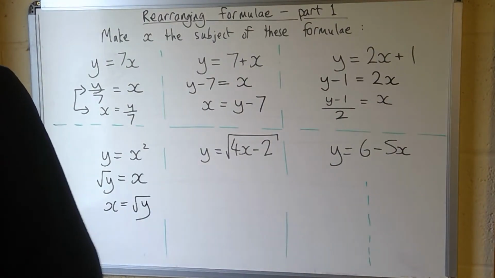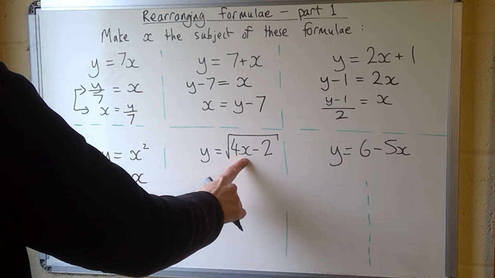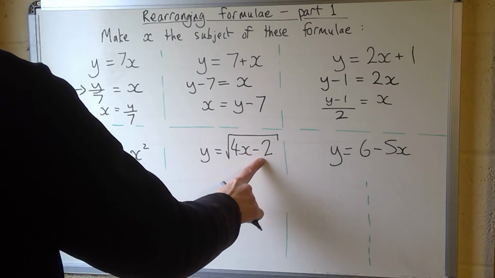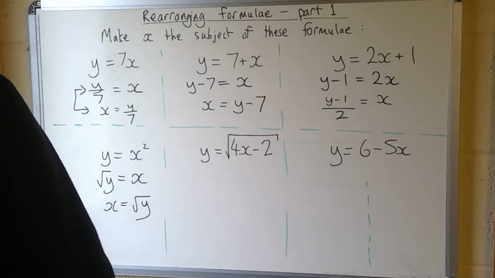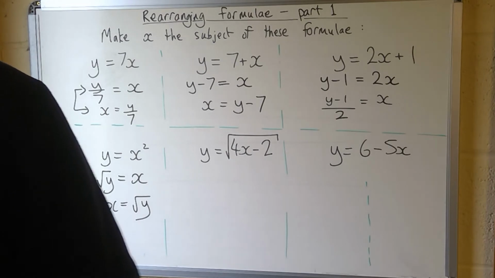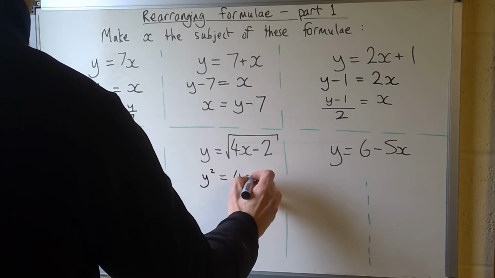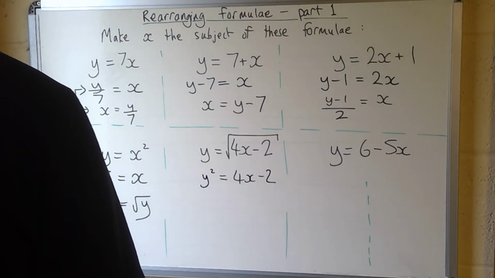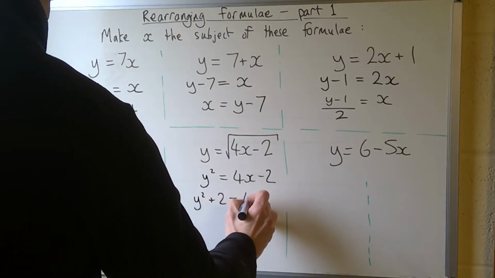This one's actually got 3 stages to it. If you think what's happened to the x, it's x multiplied by 4, and then take away 2, and then square root it. So I've got to work back in the opposite order. So the first thing I'm going to do, the opposite of square rooting, is square both sides. The opposite of minus 2, the inverse of minus 2, is going to be adding 2 to both sides.